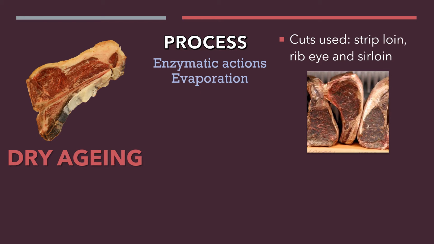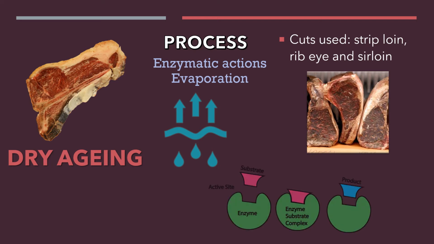When we talk about enzymatic action, it is when endogenous proteolytic enzymes from the meat itself, as well as from the specific beneficial molds, weaken the structural myofibrillar proteins in the meat. This takes about 10 to 14 days. Evaporation: loss of water from the meat by evaporation causes concentration of the remaining proteins and increases flavors.